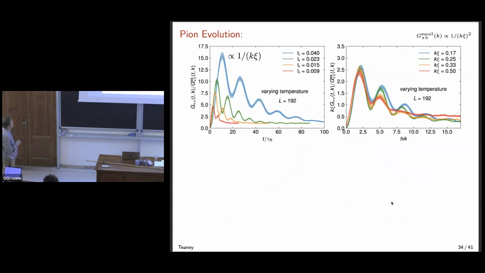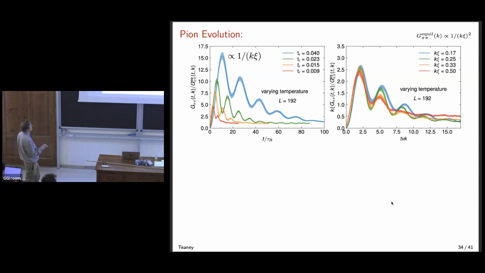If you look at this equal time pion yield following the quench, you see these nice color coded curves. This is G pi pi over G pi pi equilibrium, where G pi pi equilibrium is 1 over kc squared. So you see a very strong enhancement over equilibrium before a slow decay back down to equilibrium. The smaller kc is, the larger the enhancement.